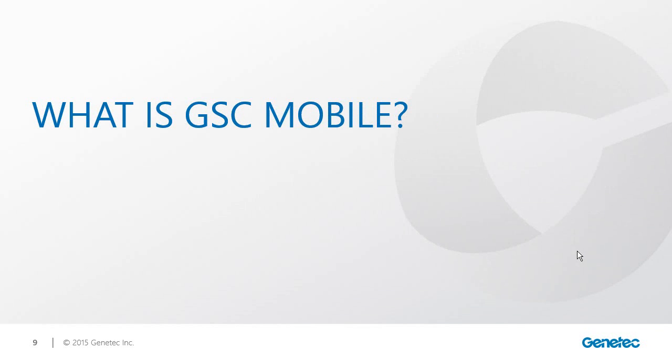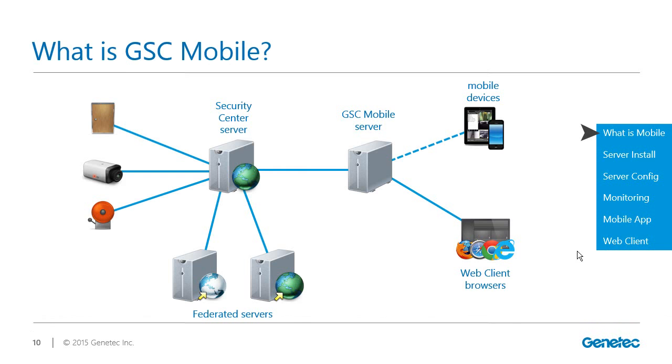Alright, so let's start out by taking a general look at what GSC Mobile is and what it can do. The Genetec Security Center mobile server is used as a connection point between your mobile devices and web clients and your main Security Center system. This gives you access to view cameras, doors, alarms, and other entities without having to be in front of your Security Desk workstation, no matter where you are. You can also perform actions such as streaming video back from your mobile device, unlocking doors to allow access, and creating bookmarks on important video.